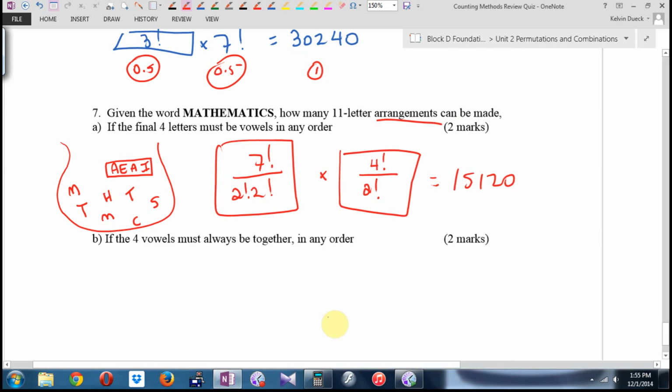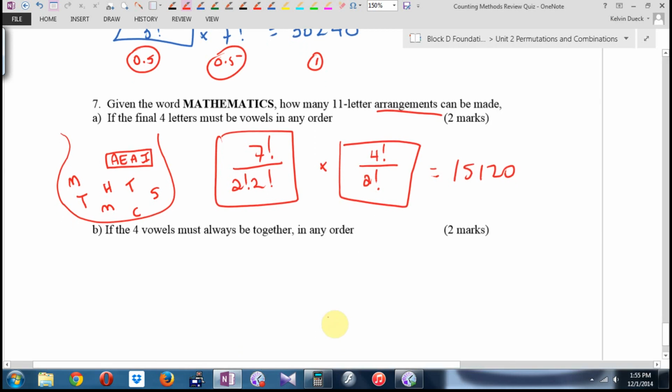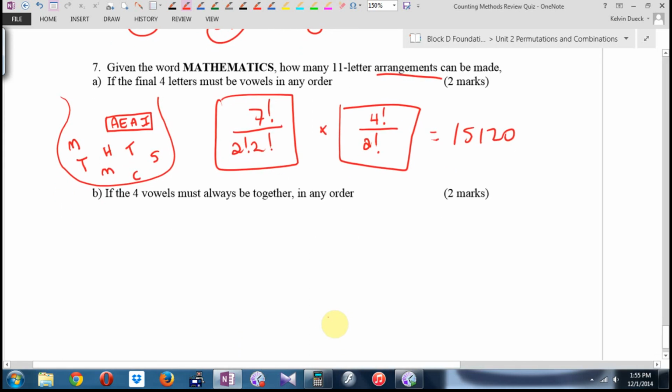Yep. If the 4 vowels must always be together in any order. Okay. Now I guess I can use the same Scrabble bag. First of all, let's zoom out. How many tiles are there in here?